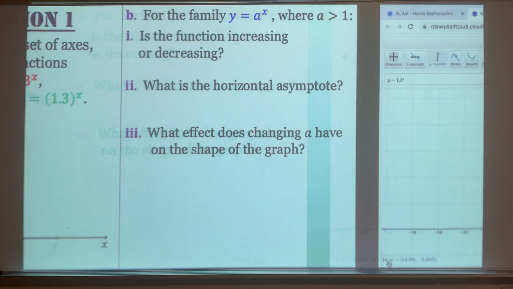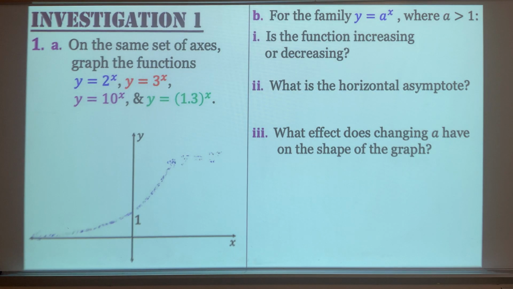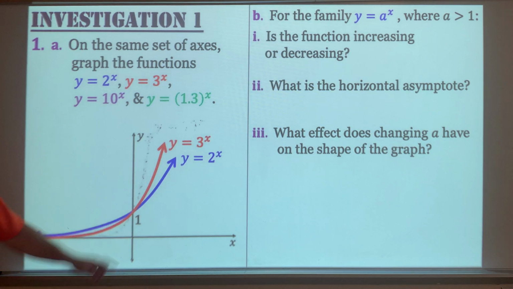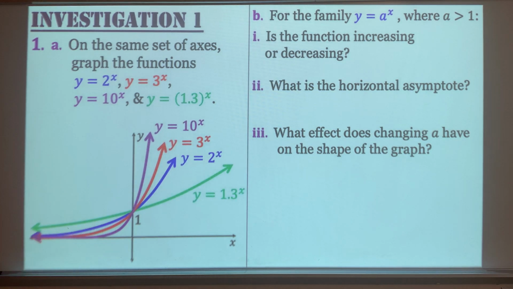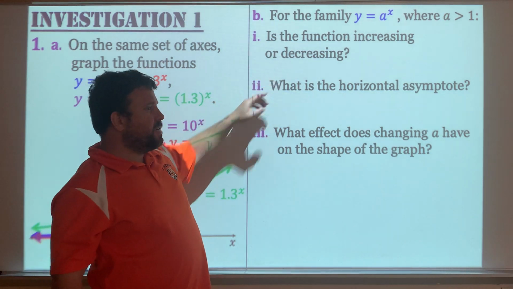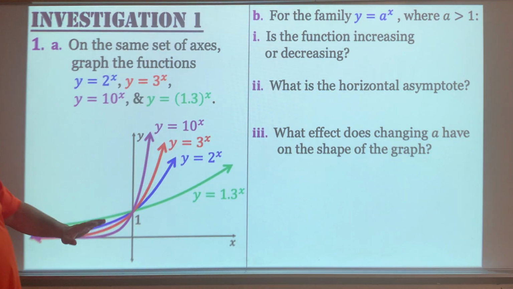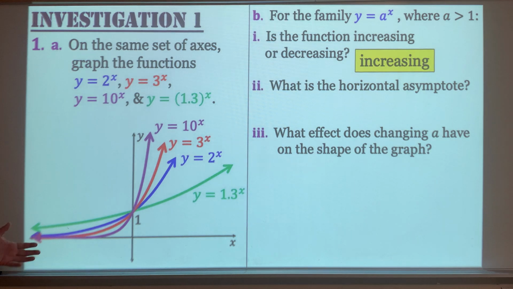So I'm just going to flip back to the PowerPoint so I can do this a little easier. So on the graph we have y equals 2x, y equals 3x, y equals 10x, and then y equals 1.3x went out to the side. All right, so this is just a little basic sketch of what it looks like. All right, so is this function increasing or decreasing? Is it going up from left to right or down? Well, in all these cases it is increasing.